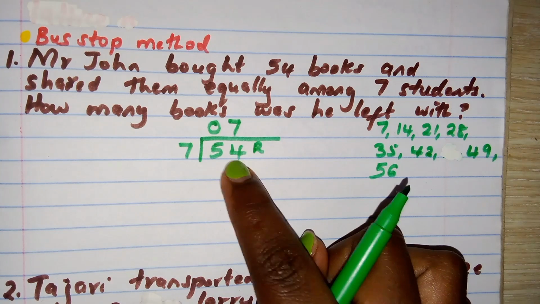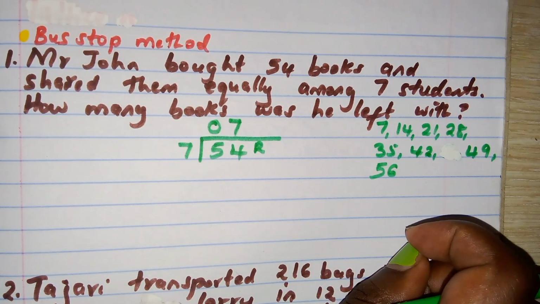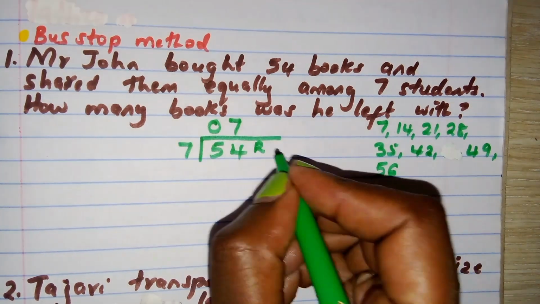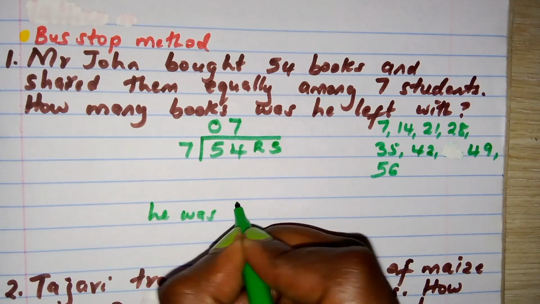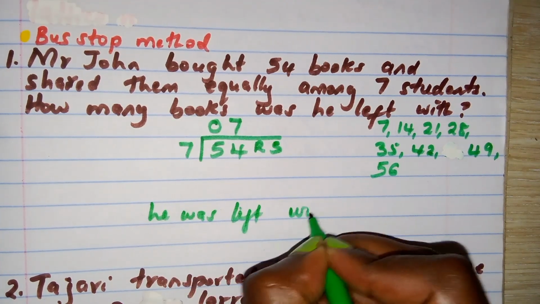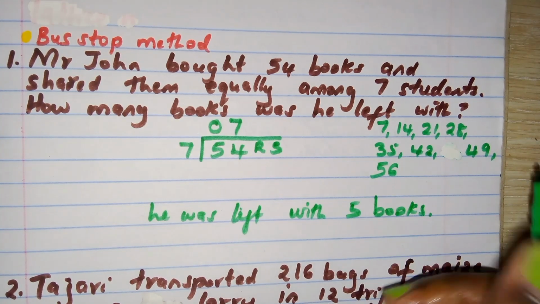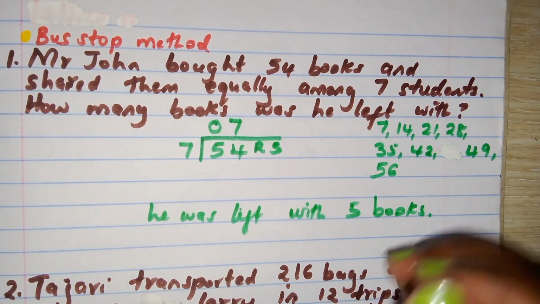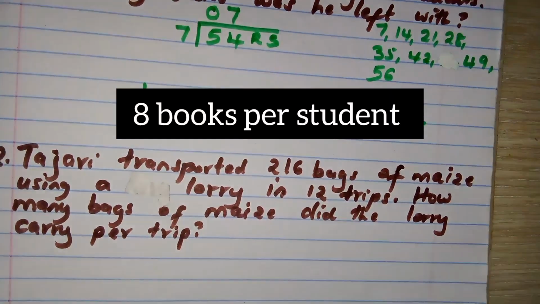So what will be the remainder? We do 54 minus 49. So 49, 50, 51, 52, 53, 54. That would be 5. So he was left with 5 books. So if you had maybe 56, you would have been able to distribute 8 books without any remainder.